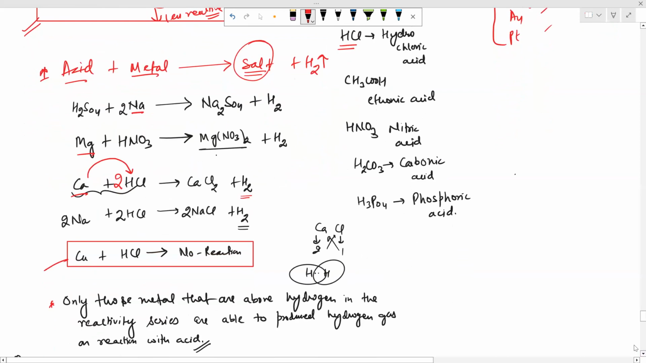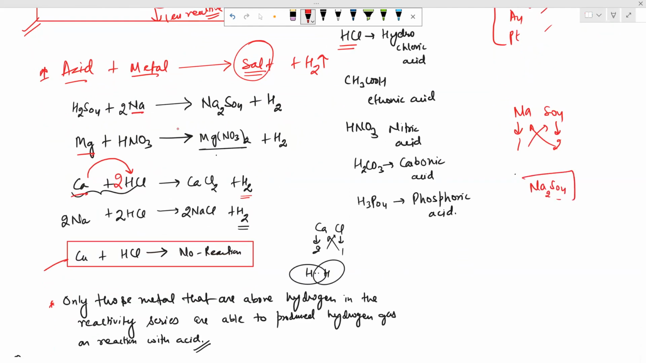If I talk about these acids, for example, sodium reacting with H2SO4, it will displace the hydrogen and form sodium sulfate as a salt. Sodium has valency 1 and the sulfate ion has valency 2. You need to cross multiply and write Na2SO4. You understood? So you have to write the formula accordingly.